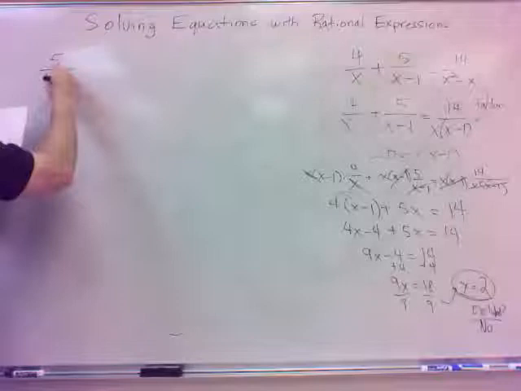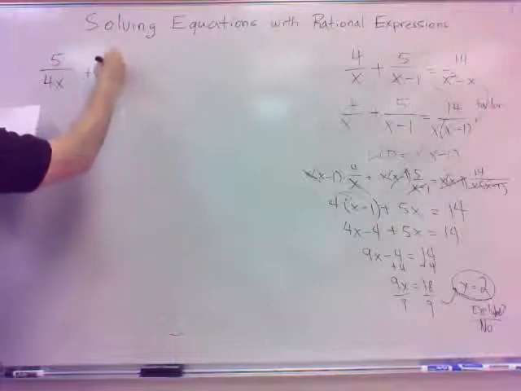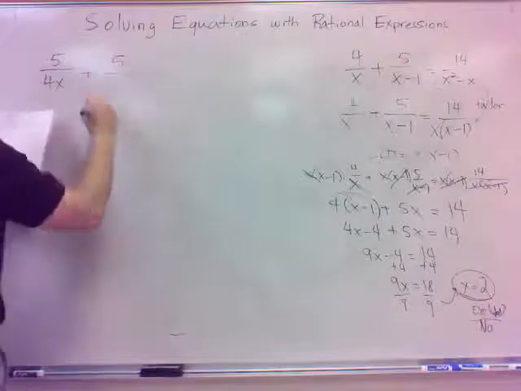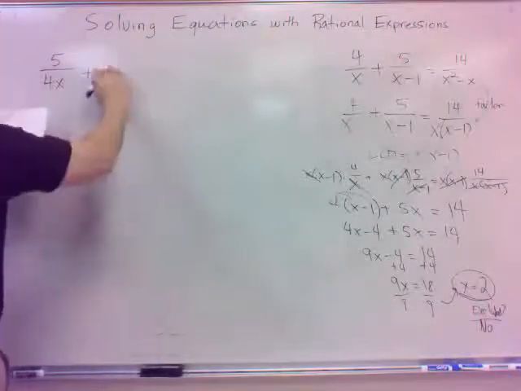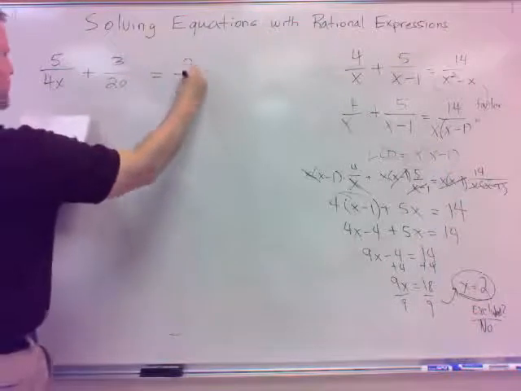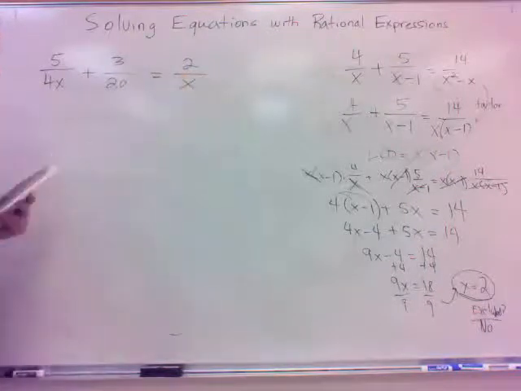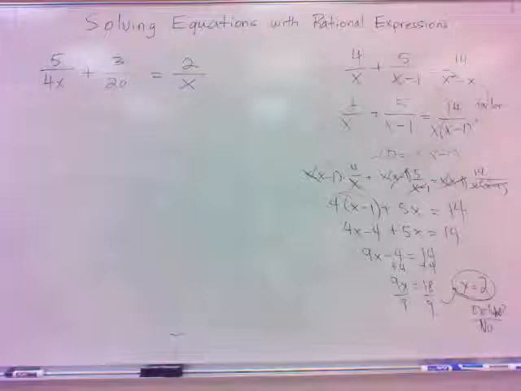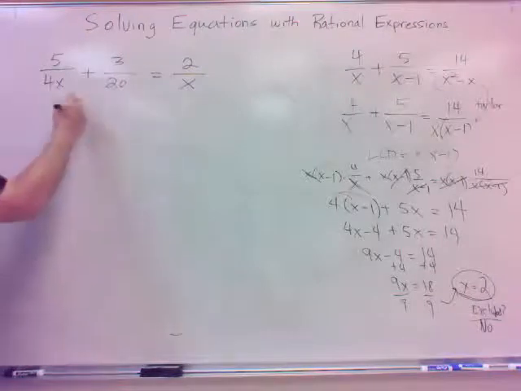Another one. 5 over 4x plus 5 over 3 over 20 equals 2 over x. These are a little different looking denominators, and so that's why I wanted to do this one with you.